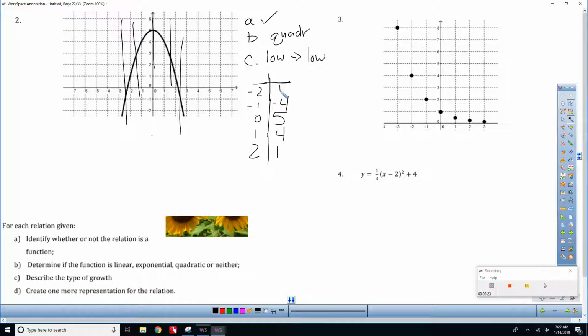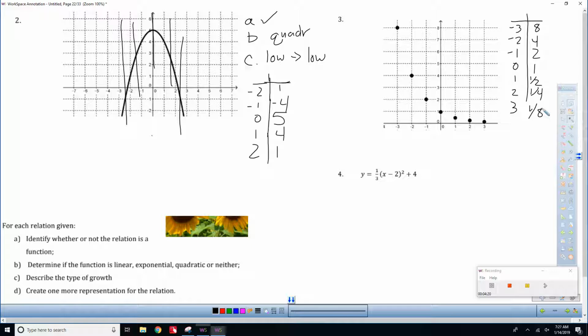Number 3, well, let's just come up with, a lot of these times I do step D first. So let's see, it looks like we have a -3, -2, -1, 0, 1, 2, 3. My other representation for this is going to be a table. -3 is 8, -2 is 4, -1 is 2, 0 is 1, 1 must be a half, then a fourth, then an eighth. Okay? Yes, this is a function.